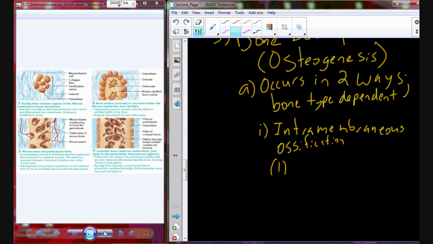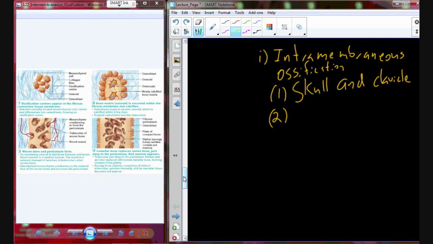So for starters, intramembranous ossification is the type of bone development that we'd find for the skull and the clavicle. So the bones of the skull, and then your collarbone or your clavicle. Okay, so one of our primordial embryonic tissues, and we hit on this briefly, was a tissue called mesenchyme. Mesenchyme is just an embryonic tissue, and it begins to stratify, or begins to layer.